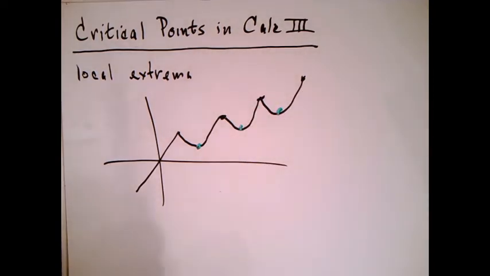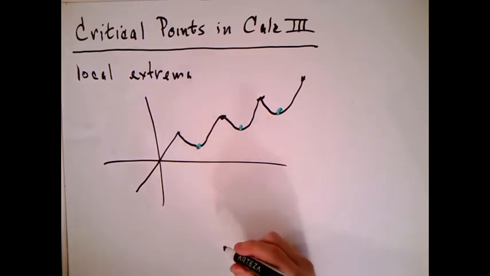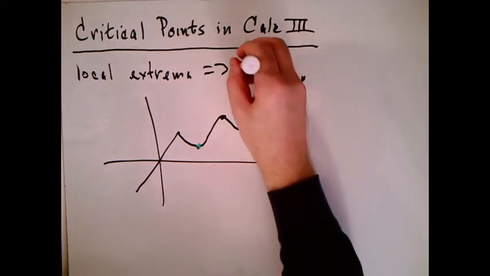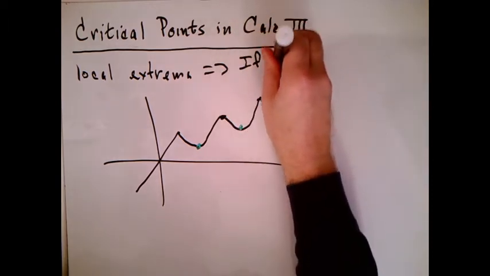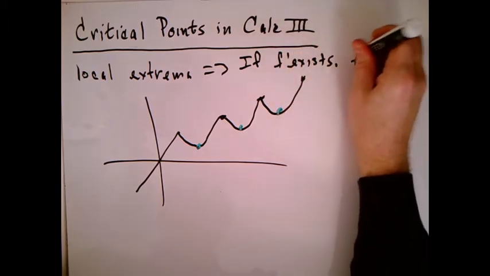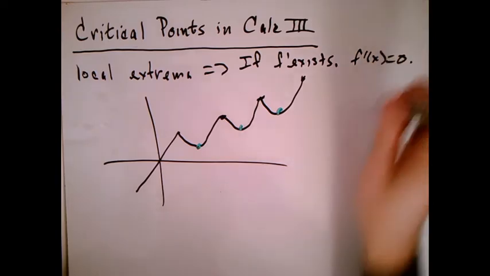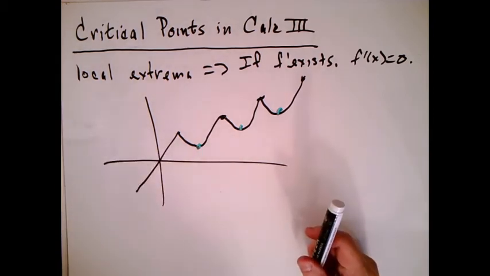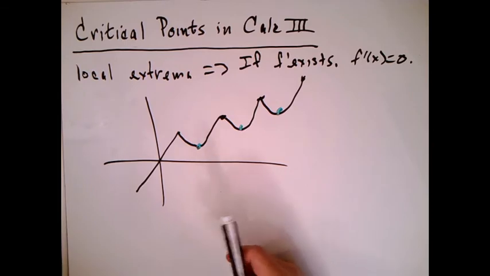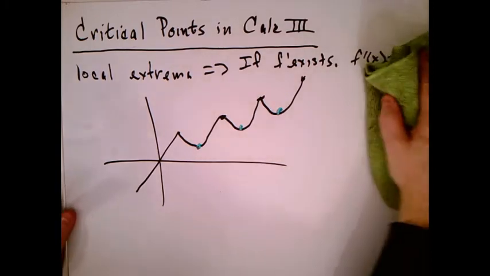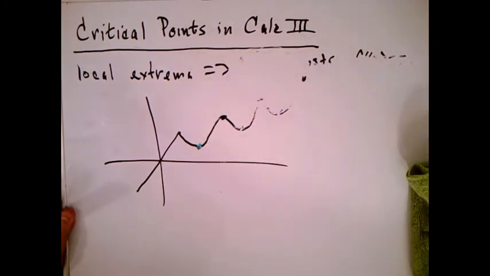Now in Calc 1, what we'll do is we'll say if you're at a local min or a local max, and the derivative exists, then the derivative must be 0. So if you're at a local extrema in Calc 1 and the derivative exists, if f prime exists, then f prime must be 0. If the derivative doesn't exist, then the derivative doesn't exist, right? So the whole point is that if you are in a local extrema in Calc 1, then either the derivative exists and it's 0, or the derivative doesn't exist. And you can see that would actually catch all of the local extrema on this example. And it actually will catch all the local extrema on any example.